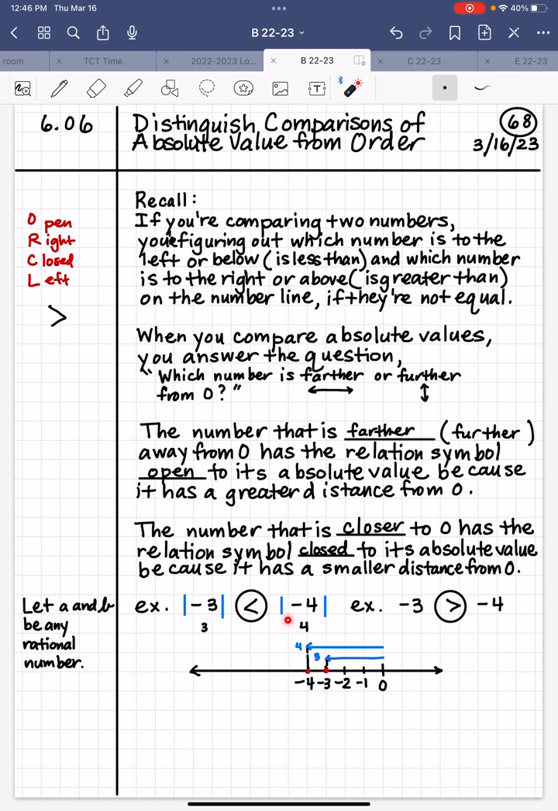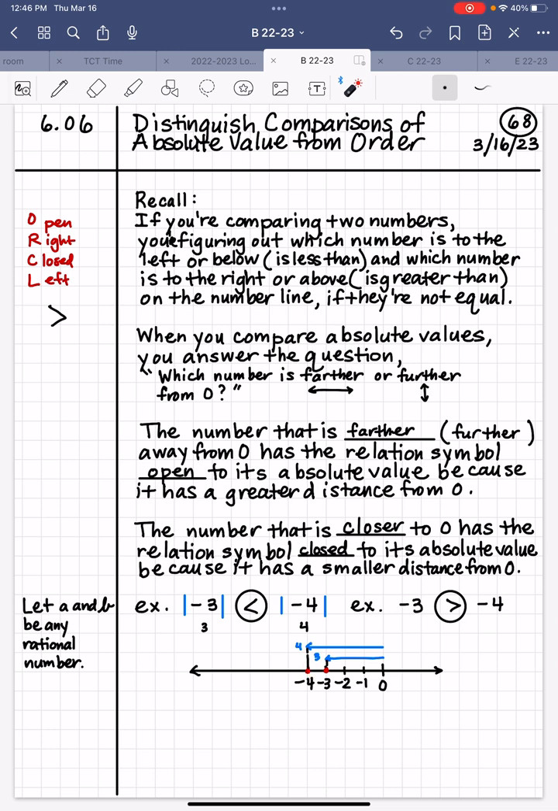When we look at these two comparisons, are we comparing absolute values or are we comparing numbers? Well, we're comparing the absolute value because we see the absolute value bars around the given numbers, okay? So we say the absolute value of -3 is 3, and the absolute value of -4, or the opposite of 4, is 4. So we draw pictures of what these numbers look like. We go 3 units away from 0 to the left to model -3, and we go 4 units to the left of 0 to model the opposite of 4.